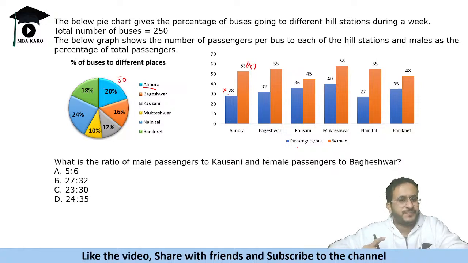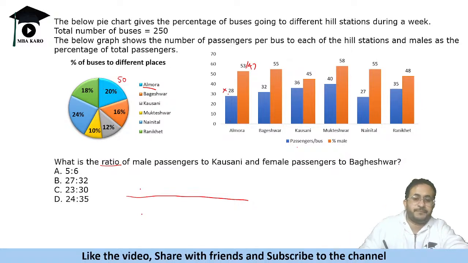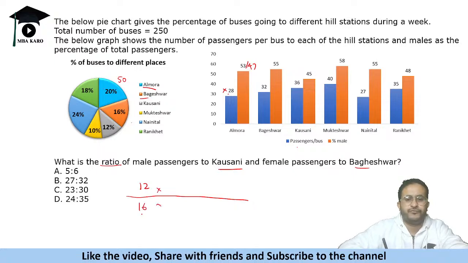Now understand this thing, that we have this tendency to calculate the numbers, right? If it is a ratio-based question, draw one line and take the values top and bottom. Do not calculate the numbers separately. So Kausani and Bageshwar: how many people are going to Kausani? 12%, because it is 12 into 250. This is also into 250, so 250 cancels, leaving 12. And Bageshwar is 16, so 12 by 16. Now we have to find passengers per bus: for Kausani it is 36, and for Bageshwar it is 32.